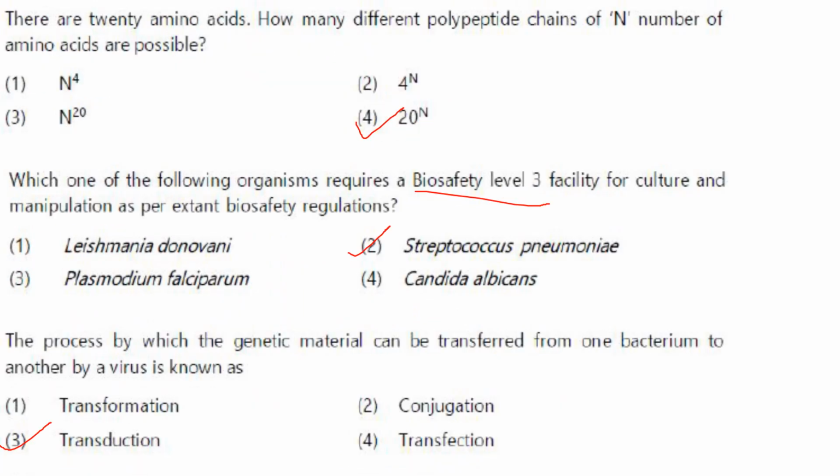Then next one. There are 20 amino acids. How many different polypeptide chains of n number of amino acids are possible? It is given by the formula 20 raised to n.